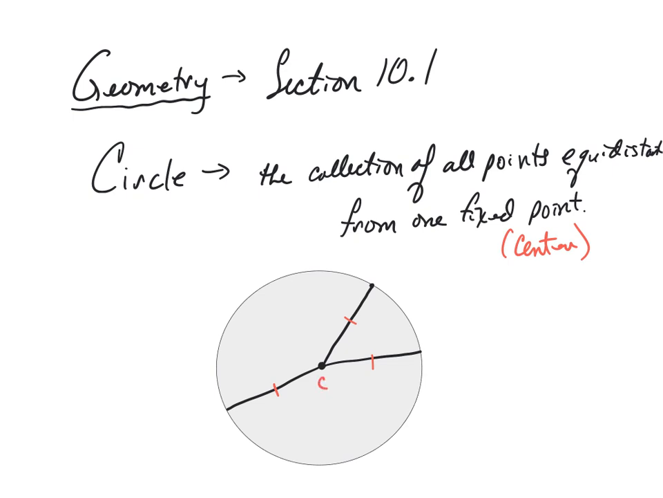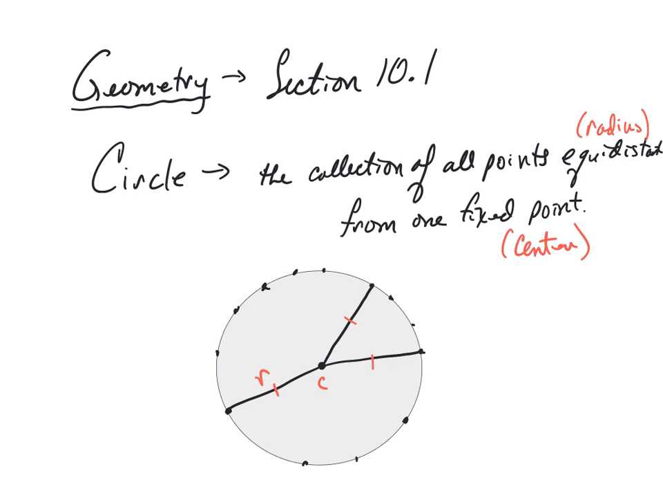So I'll just use a C to represent the center. And then that equidistance is called the radius. And we usually use a lowercase r to denote our radius. So every single point on the circle, this one right here, and this one, and this one, and all of the others, all of these points are then equidistant from the one fixed point. And that's our definition for a circle.